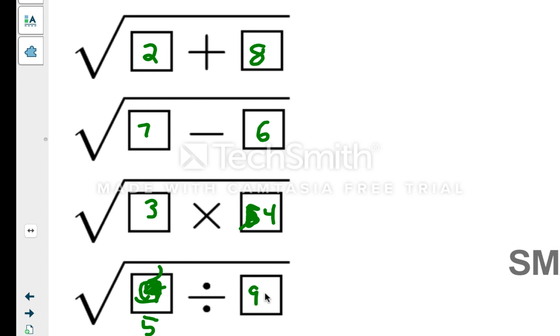That would work. Variety of ways of doing this, more than one answer. That's why we call it open middle. It's open to a number of different answers. But hopefully you got one that worked for you.